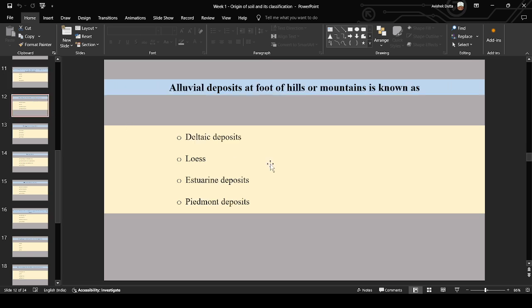The next question is, alluvial deposits at foot of hills or mountains is known as. The options are deltaic deposits, loess, estuarine deposits, or Piedmont deposits. Which among these are alluvial deposits but deposited at the foot of hills or mountains?